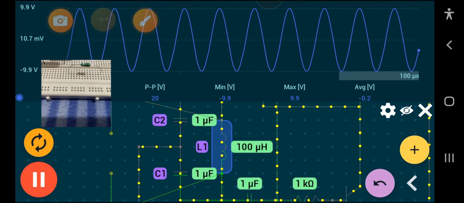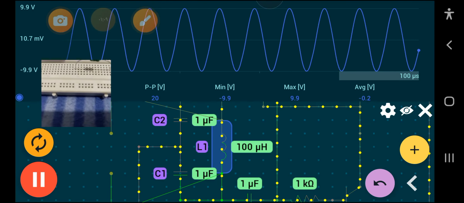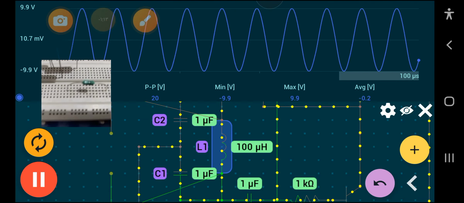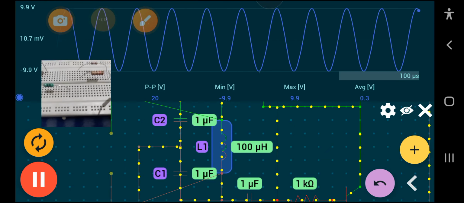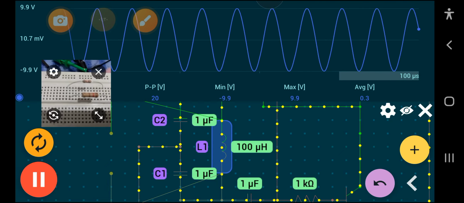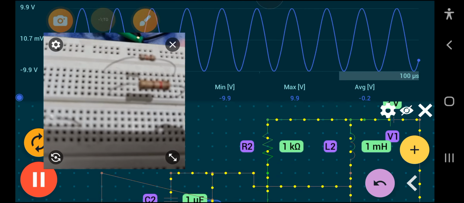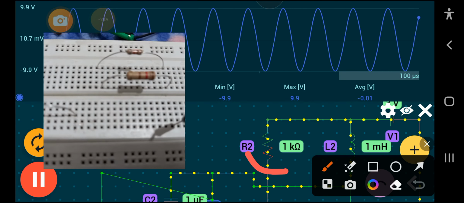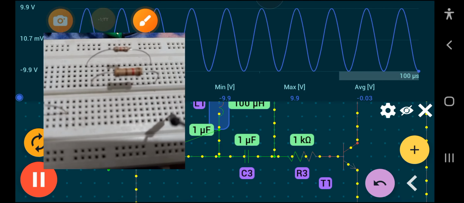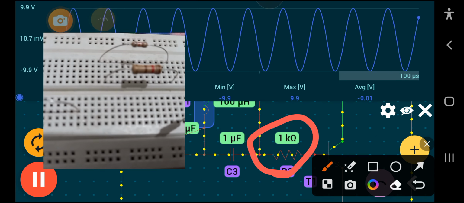That is which of its pins, terminals or nodes will be our circuit output. And these two resistors that you are seeing here are 1 kilo ohm and also another 1 kilo ohm resistor.